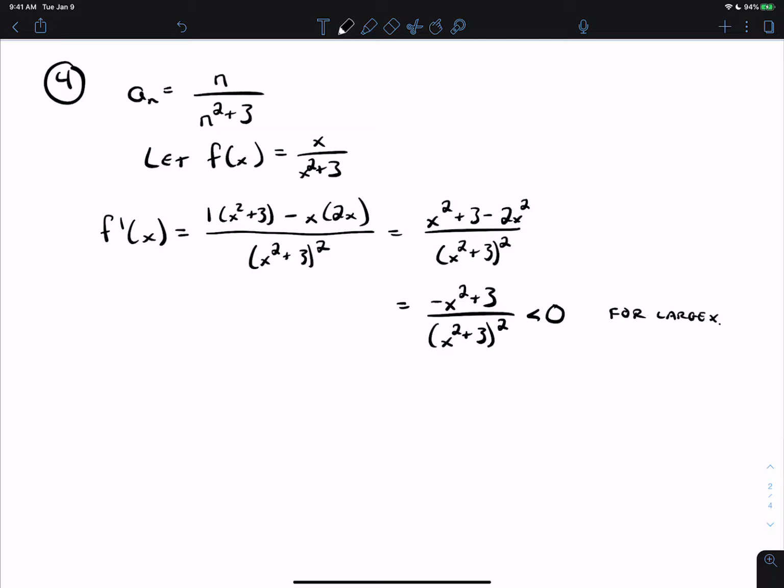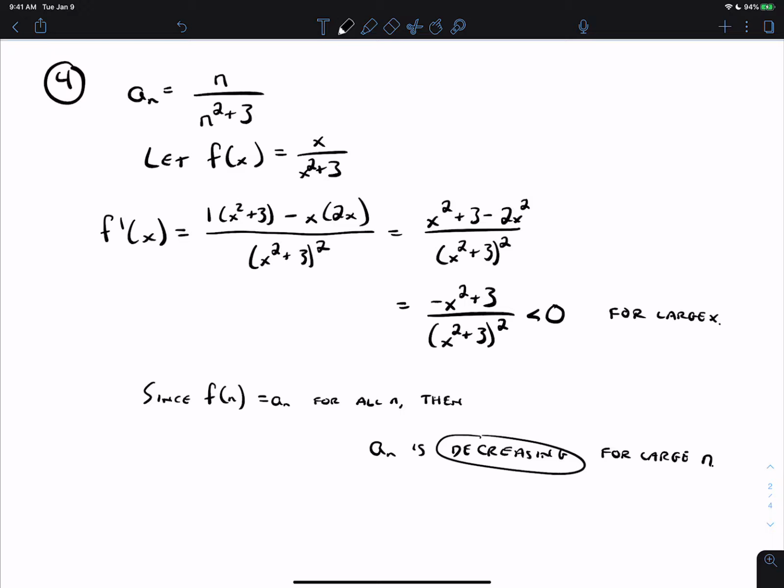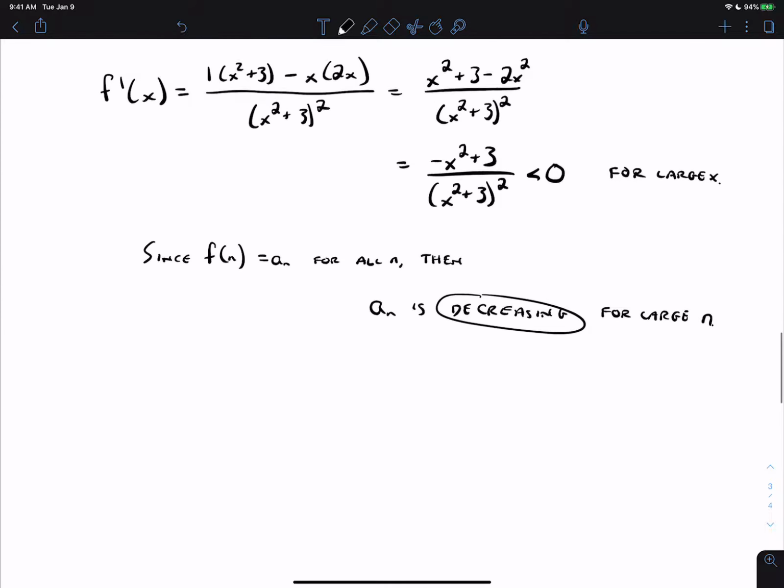If we remember from Calc 1, a negative derivative means that the slope is negative, which means the function is decreasing. Since f of n is equal to a_n for all n, then a_n is decreasing for large n. And so then again, it's monotonic. So this is decreasing, and that's a proof then that it is monotonic. Let's look at another example like that.